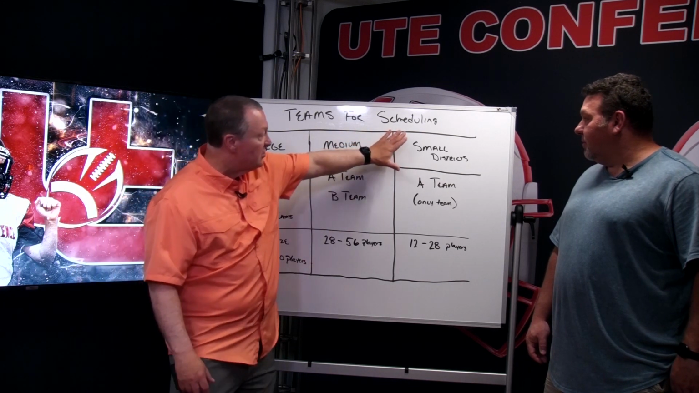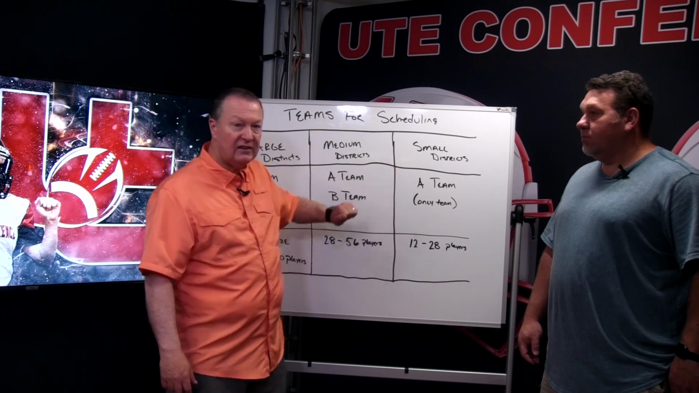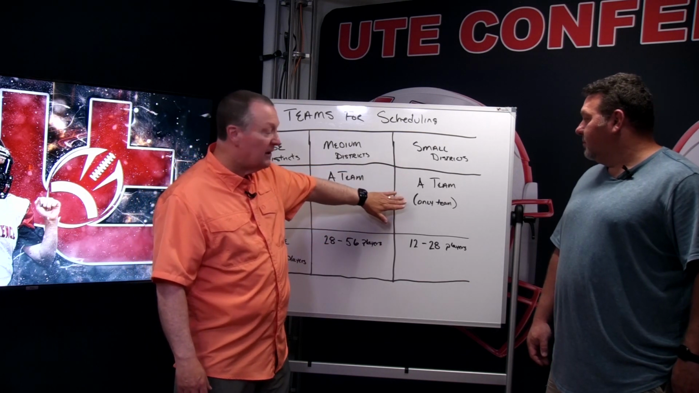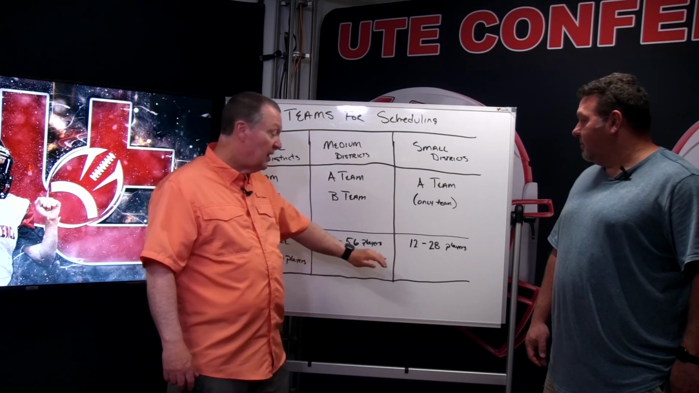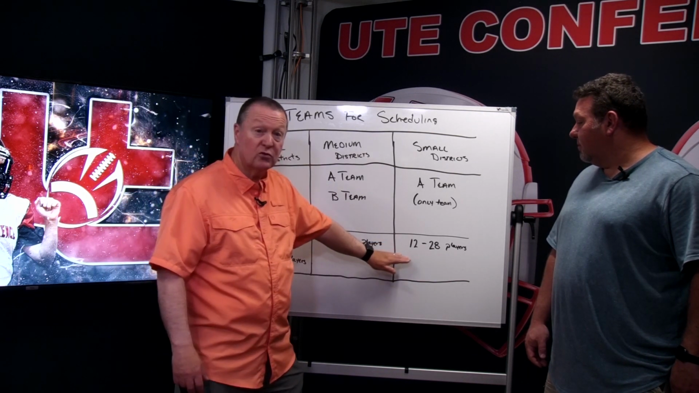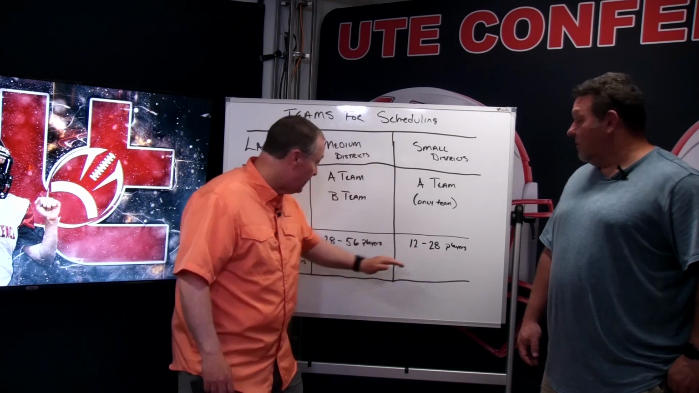Now let's jump down to the small districts. Small districts have an A team. That is basically the only team in that division. And guys, we can have as few as 12 players. At 28, they now have to.